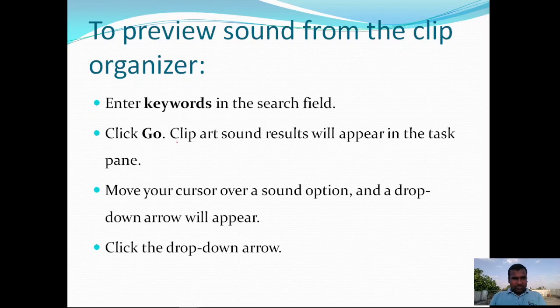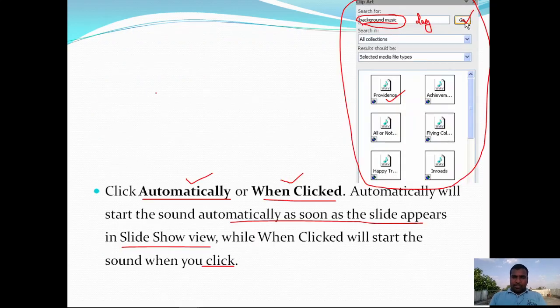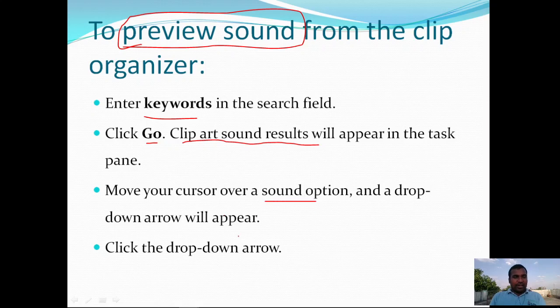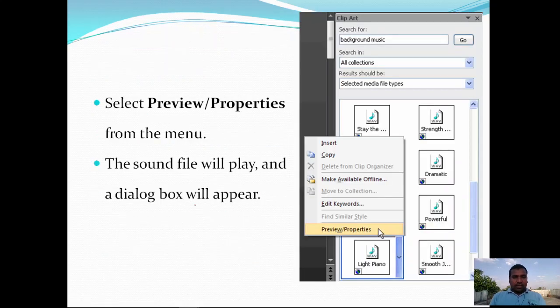Okay, so here you can perform several operations like preview sound. One of the commands is preview sound, that is available from the clip organizer. Here you can preview, you can listen to the sound. So enter the keyword in the search field, click on the go button, then click art. Sound results will appear in the task pane. Move your cursor over the sound option and a drop down arrow will appear. Click on the drop down arrow, then click on the preview or properties.